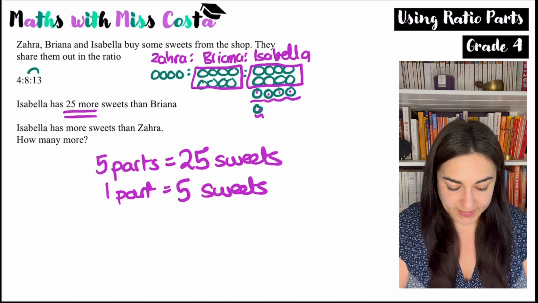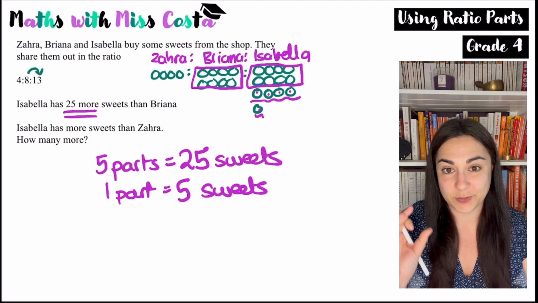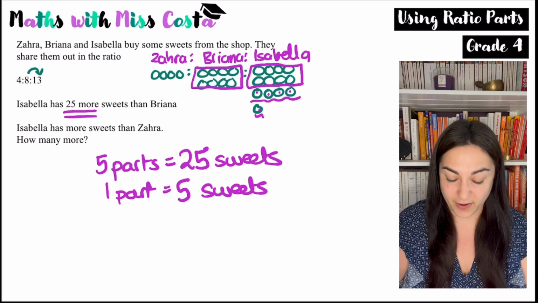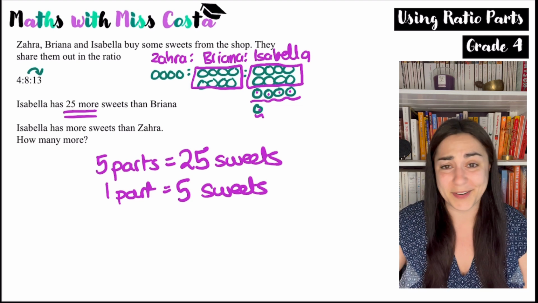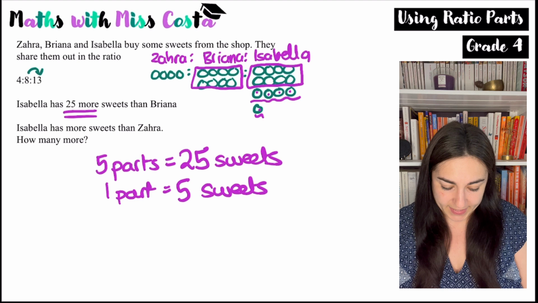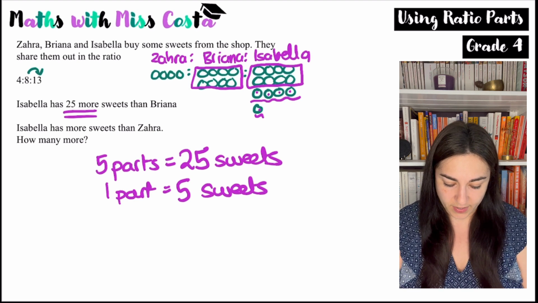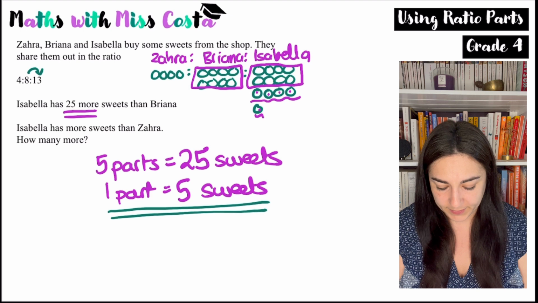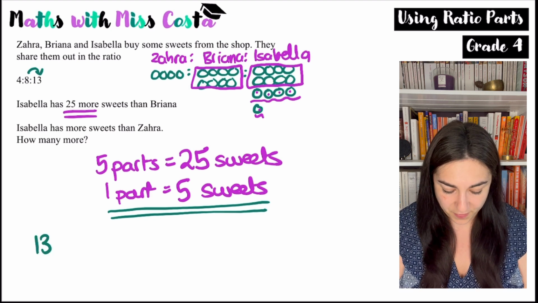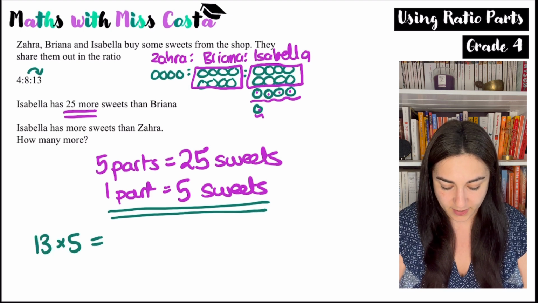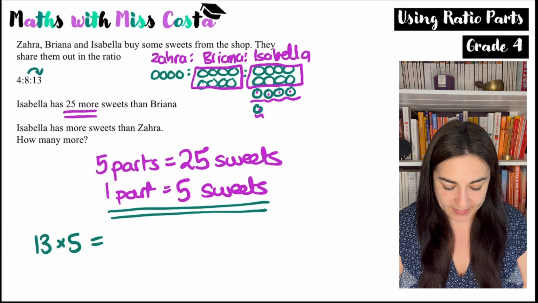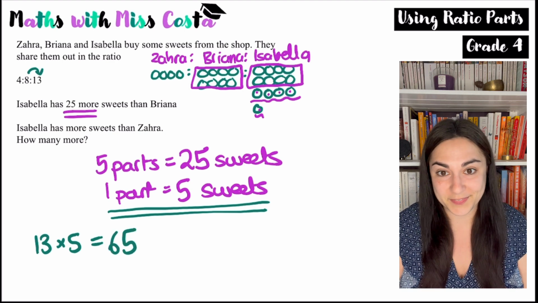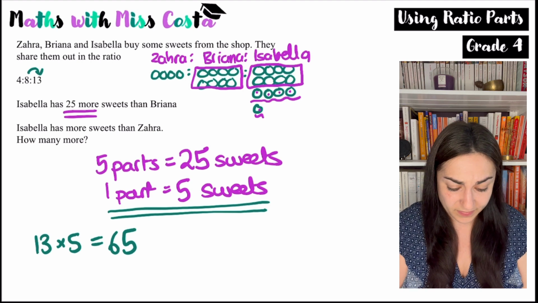Quick way is just to think, okay, 8 to 13, what's the difference between 8 and 13? 5. So therefore 5 parts must equal 25, but it's also nice to visualize. Now, Isabella has more sweets than Zara. How many more? Okay, so I know that 1 part is 5 sweets. I know that Isabella has 13 parts. So 13 times 5 is going to give me 65, because 10 times 5 is 50. 3 times 5 is 15.